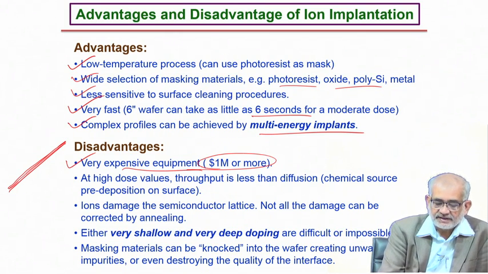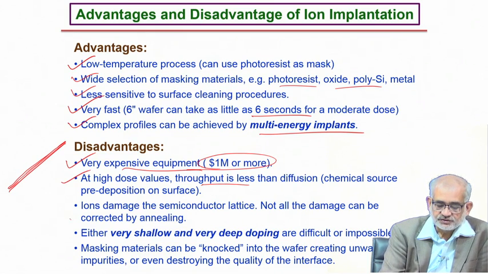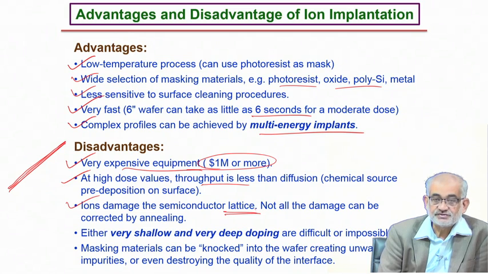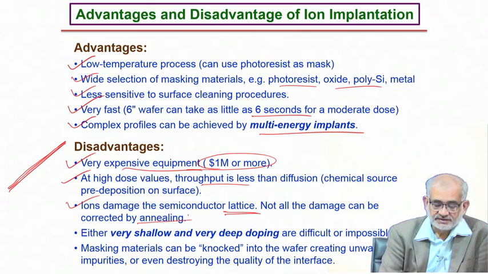So at high dose level, the throughput is less than diffusion. Even if you are using fairly high dosage or fairly high excitation voltage, still the diffusion depth will be lower. So there will be certain damages created to the lattice, induced to the lattice, the point defects created, and these need to be controlled or corrected by annealing.